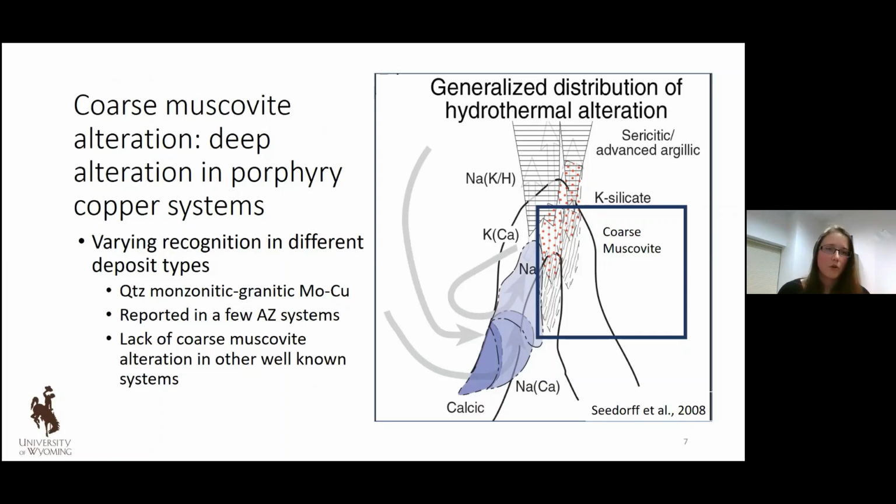Coarse hydrothermal muscovite with quartz, plus or minus fluorite, plus or minus molybdenite, might be referred to as greisen in a quartz monzonitic to granitic moly-copper system. But it really wasn't until this 2008 paper that this coarse muscovite, or as it was called, greisen alteration, was reported from more granodioritic, tonalitic porphyry copper systems in Arizona. What really fascinated me about this coarse muscovite or greisen alteration was that it had been reported from a handful of systems, but it hadn't been observed in very well-known, very well-exposed porphyry copper systems.